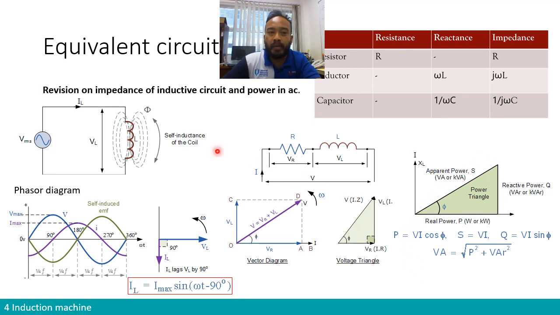The apparent power, in volt-amperes, is the square root of the real power squared plus the reactive power squared. So this is the apparent power, and the apparent power is larger than the real power.